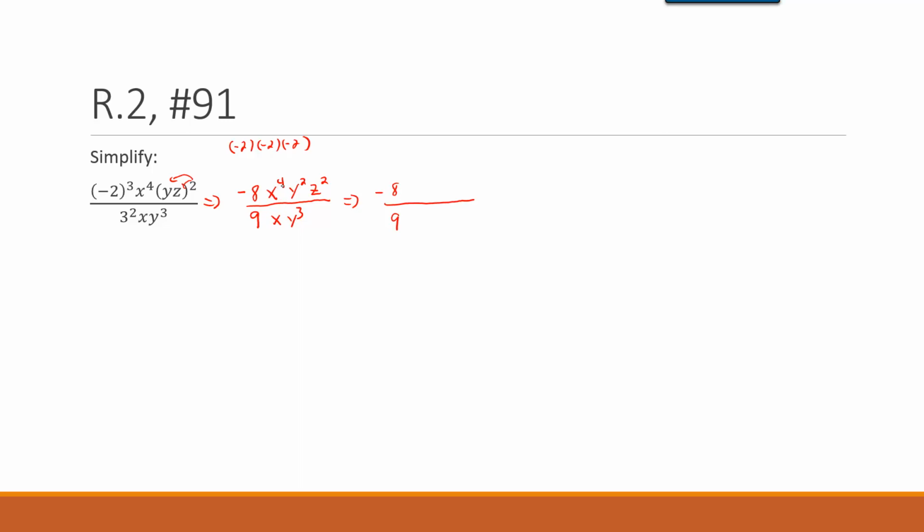However, I have x to the fourth in my numerator and x to the first in my denominator. Our quotient rule tells us to subtract exponents if we're dividing like bases. In other words, I have x times x times x times x in my numerator, that's x to the fourth, over x to the first. Well, I can cancel out one of those x's, and you see that that leaves me with x to the third power. With my y's, I have more y's in my denominator. So if I use my quotient rule, then I would end up with y to the first in my denominator, because 3 minus 2 is 1. Then my z's, I only had z to the second in my numerator, so it would stay where it is.